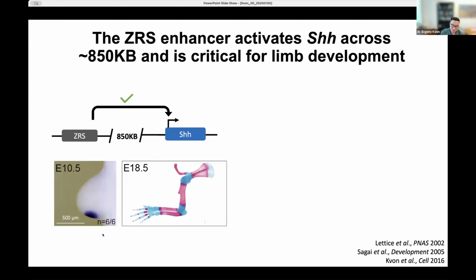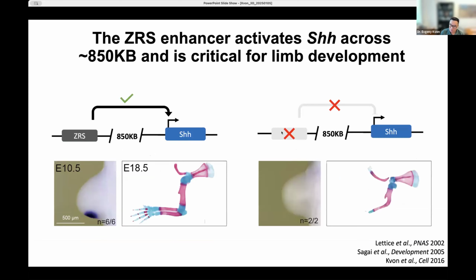and it does it in a specific region of the posterior limb bud here, right? This is shown in a skeletal stain of a mouse limb. So this enhancer is actually important for Sonic Hedgehog expression in the limb. If you delete it, there is no expression of Sonic Hedgehog in the limb bud, and there's no distal limb outgrowth. So it's critical for limb development and for Sonic Hedgehog expression in the limb. So this is an ideal system where we can now test long-range enhancer activity.